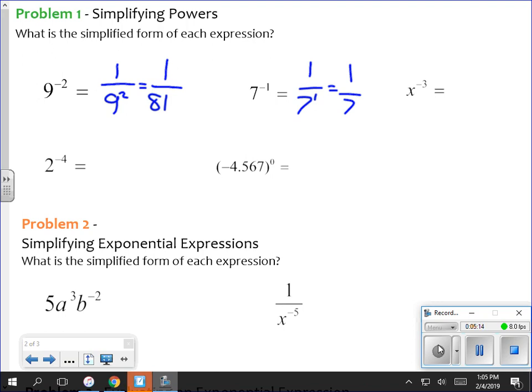X to the negative 3 power is 1 over x cubed, and you can't do anything to that because you don't know what x is, so it's 1 over x cubed. 2 to the negative 4 is 1 over 2 to the 4th, which is 1 over 16. 2, 4, 8, 16, yeah, 16. Okay. And then negative 4.567 to the 0 power is 1.